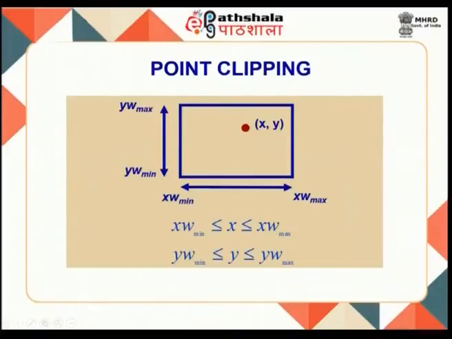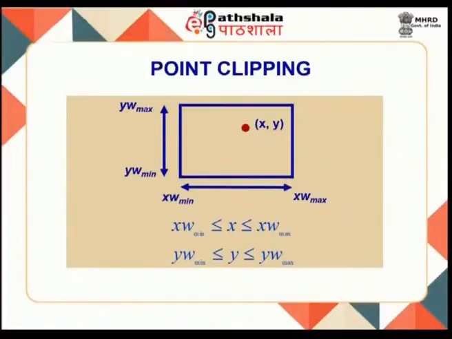Now, where should this point lie with respect to the clip window region? Let me repeat, x is satisfying the x greater than xw min inequality, but x is not satisfying the second inequality, that is x less than xw max, but instead it is showing a relation, say x greater than xw max. Where should this point lie? It is x greater than xw min and x is also greater than xw max.